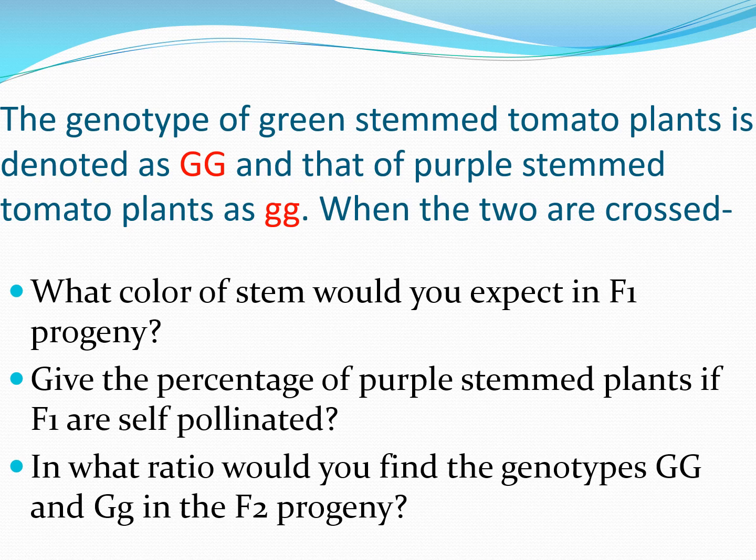Next, in what ratio would you find the genotypes capital G capital G and capital G, small g in the F2 progeny? When we crossed F1 with F1, we are going to get 4 offsprings as I told you just now: capital G capital G, capital G small g, capital G small g, and small g small g. Here he asked the ratio of genotypes capital G capital G and capital G, small g. So we are going to see only one capital G capital G and 2 capital G, small g. So the ratio is 1:2.